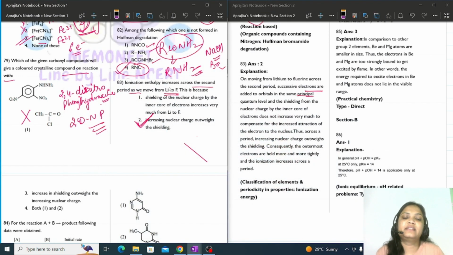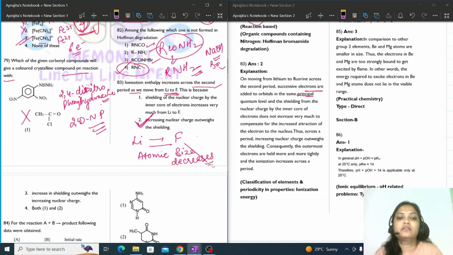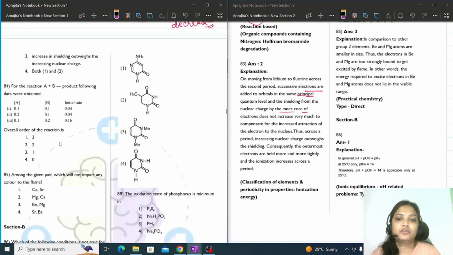Question number 83 says ionization enthalpy increases in the second period as we move from lithium to fluorine. We know when we move left to right in the periodic table, the atomic size decreases because electrons are added in the same shell and the nuclear charge increases. Increasing nuclear charge outweighs the shielding. The electrons are tightly held by the nucleus, so more energy is required to remove them. That is why ionization enthalpy increases from lithium to fluorine. So the answer is option number 2.